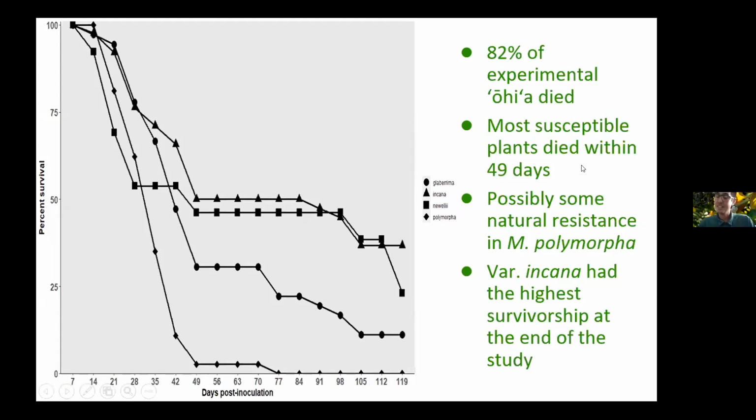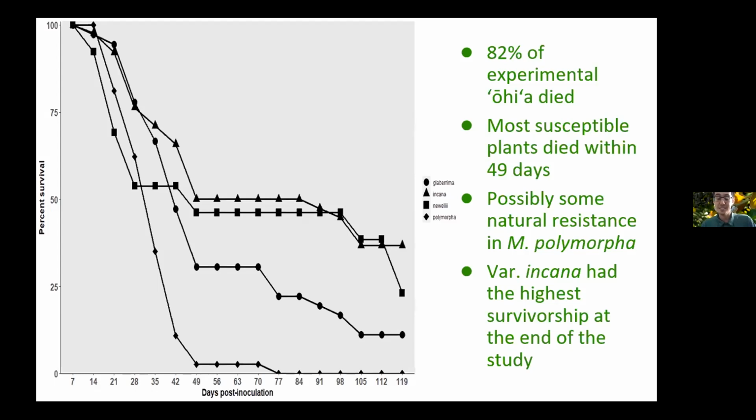But we didn't see 100% of them die, which is great. We saw individuals of Encana, Nuelii, and glabrema still holding on after that 17-week period. Unfortunately, all the individuals of variety polymorpha died. There were none left at the end of the experiment. And I think that is just a result of the conditions that these plants were in for the experiment.